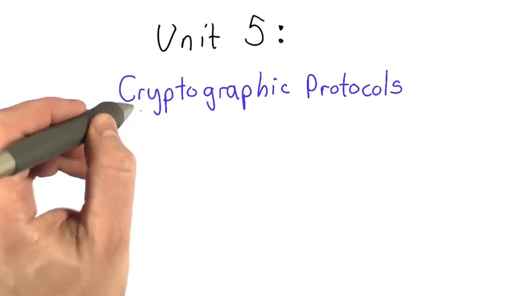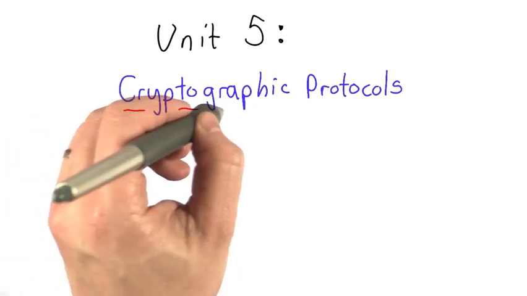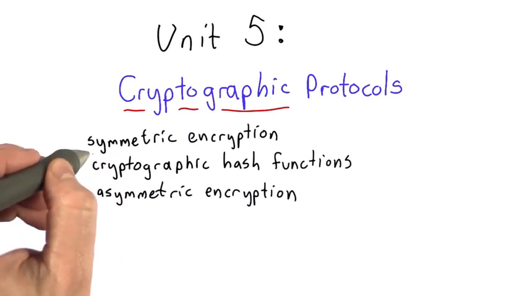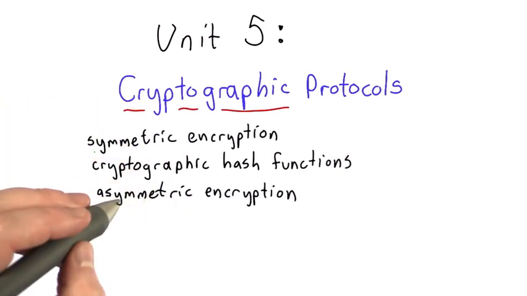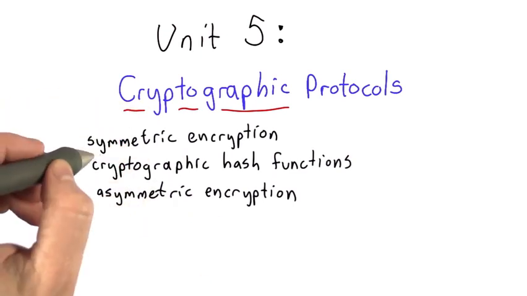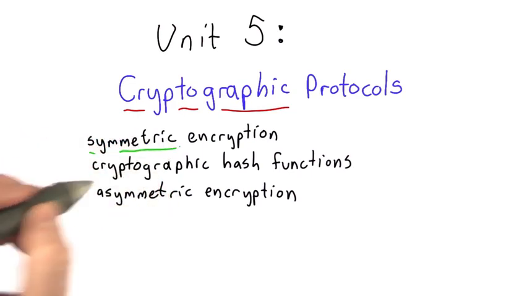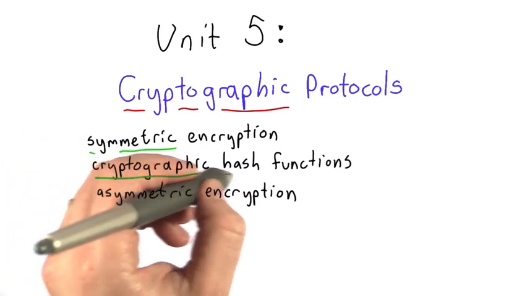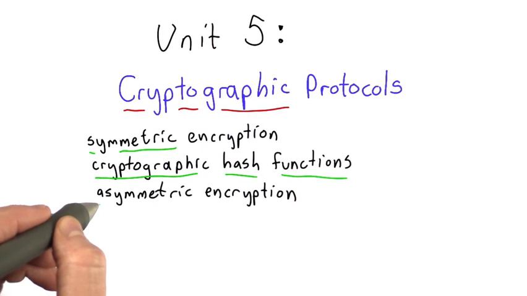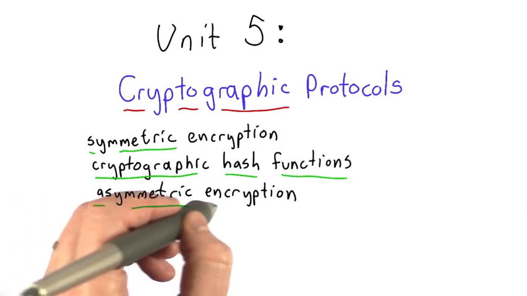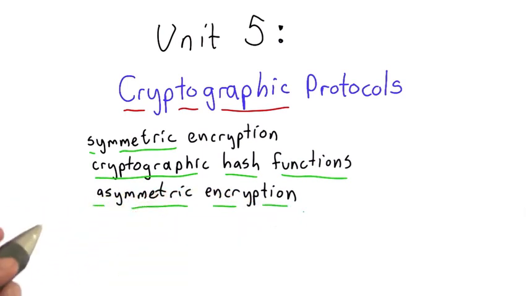Welcome to Unit 5. The main topic for Unit 5 is cryptographic protocols. We're going to look at ways to use the things that we've seen in the previous 4 units to solve problems. So we'll be using symmetric encryption, cryptographic hash functions, and asymmetric encryption to solve problems. And the main problem we're going to solve is how to authenticate between a client and a server.